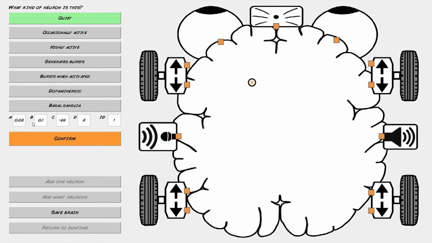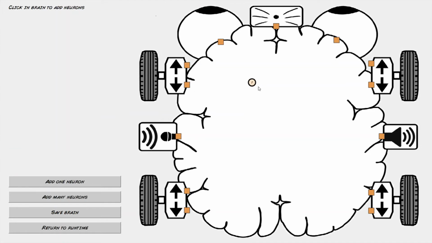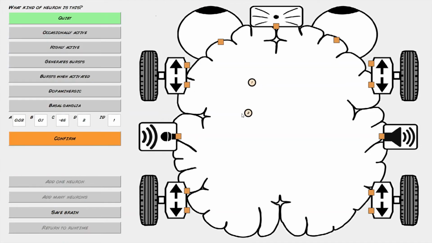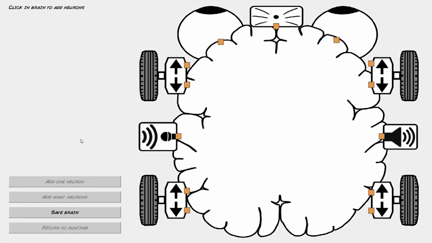And so in this case, I'm going to start with a quiet neuron, meaning it has no spontaneous intrinsic spiking activity, or very little. And so I'm just going to hit confirm here, and you'll see that the neuron is positioned in the workspace. Let's add a couple of neurons.